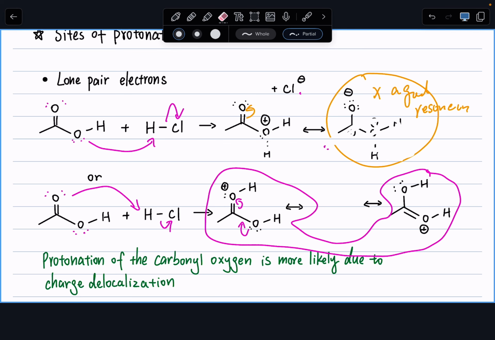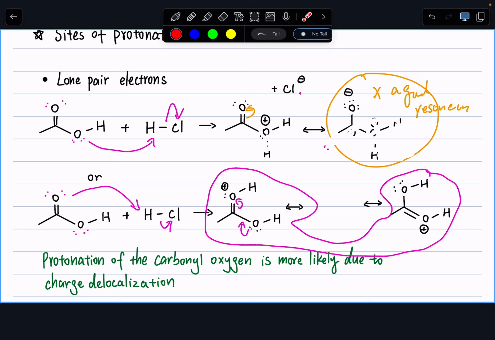What about the other one? This one is a product. This one is valid. So even if we go with the bottom one, would that top one be a resonance of that? These two are different molecules. So keep in mind, for resonance structures, we're only moving electrons. We cannot move atoms around.